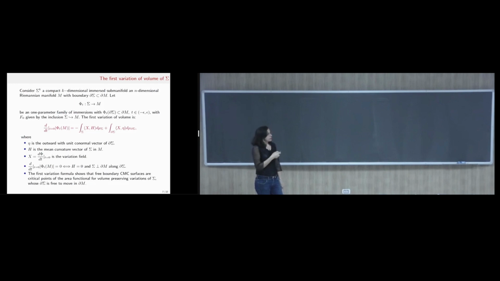And I talked about the first variation of volume. Remember, you have a surface, and then you have a variation of the surface, or hypersurface, and you can calculate the first variation of the volume. We see here that if you have a critical point, you can say, for example, that the hypersurface is minimal if the hypersurface meets the boundary orthogonally, okay?